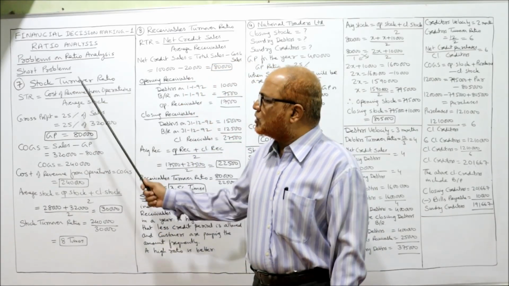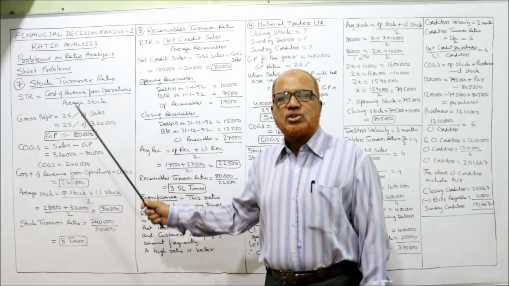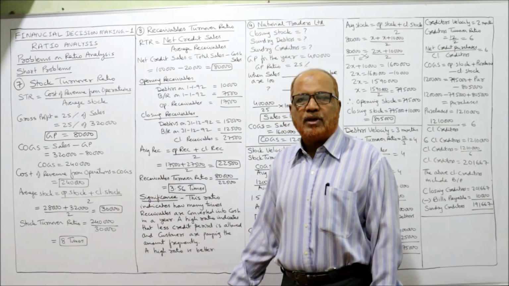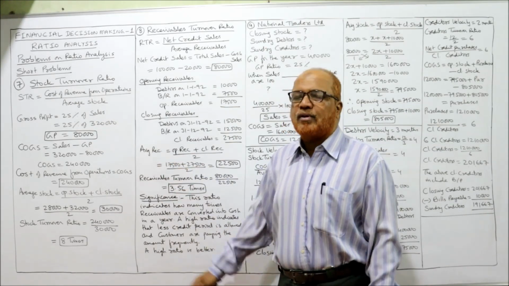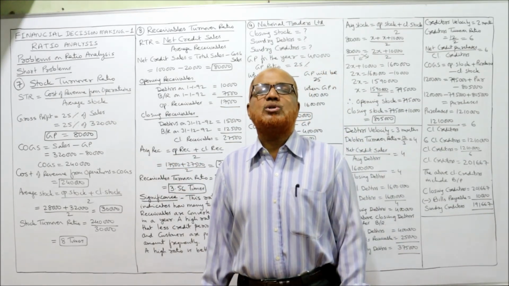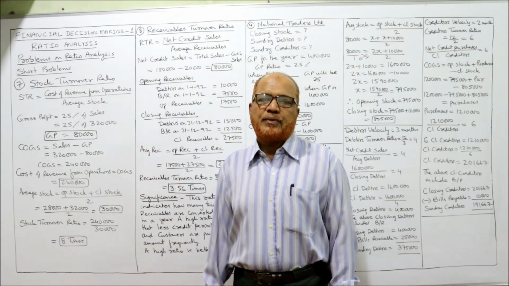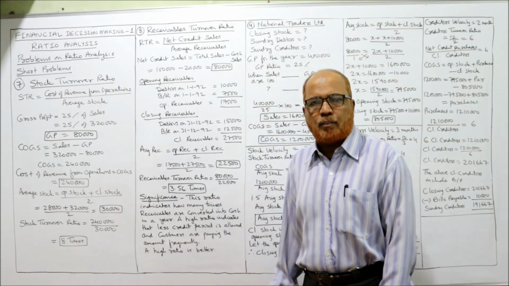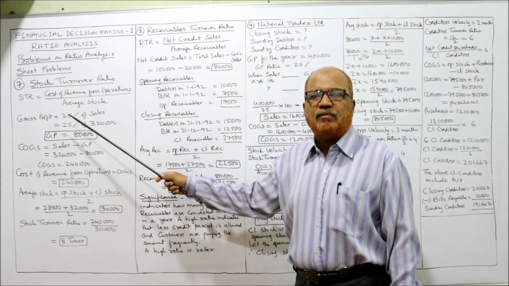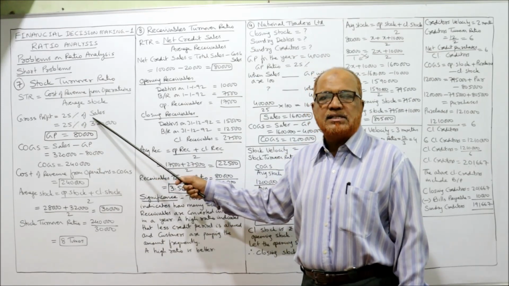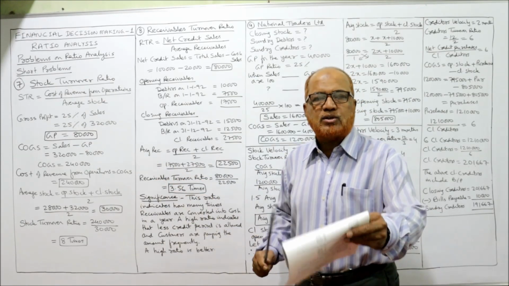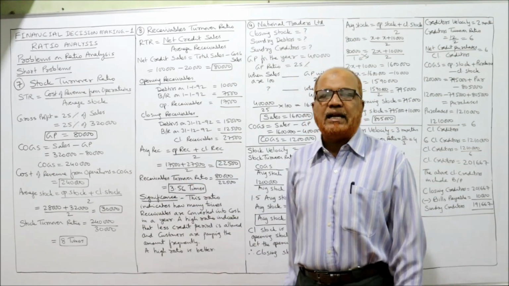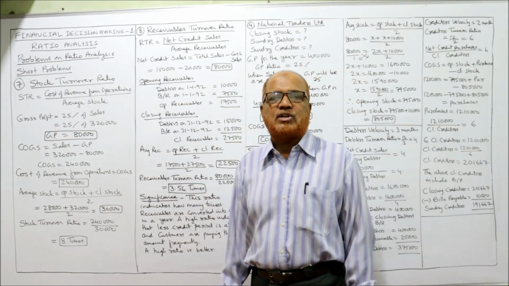The formula for stock turnover ratio is cost of revenue from operations divided by average stock. What do you mean by cost of revenue from operations? It is nothing but cost of goods sold. Earlier it was called cost of goods sold, now it is called cost of revenue from operations. First of all, gross profit is 25% of sales. Sales are given in the problem 3,20,000. So 25% of 3,20,000 comes to 80,000. This is the gross profit.